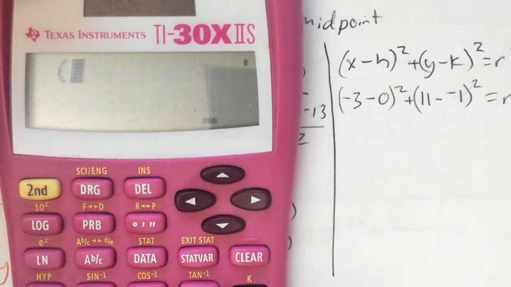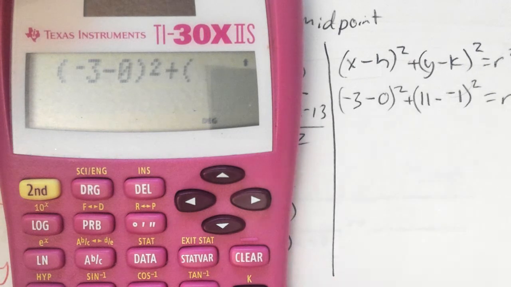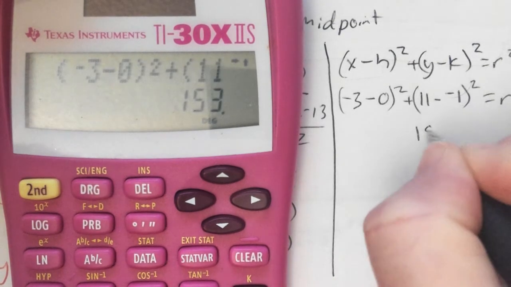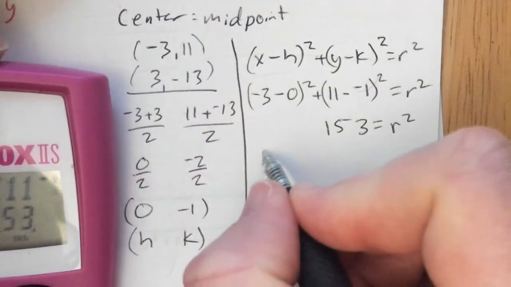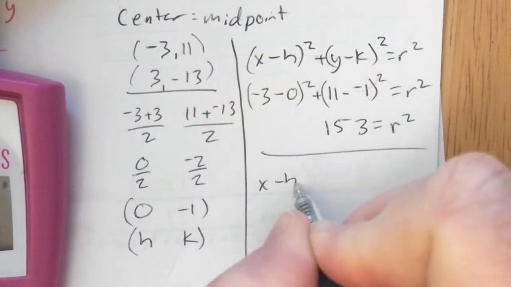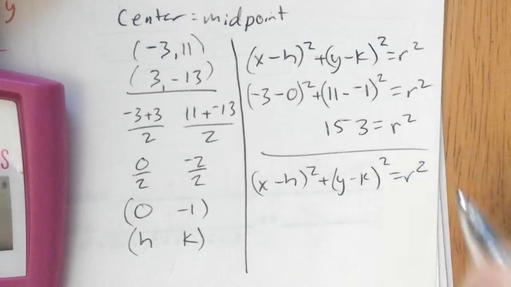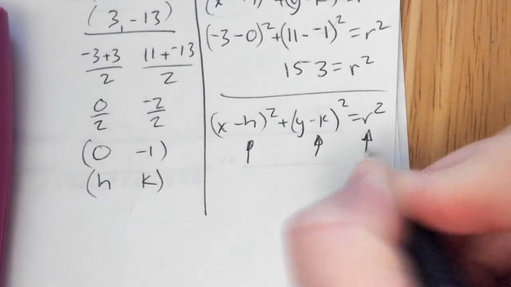So parentheses, negative 3 minus 0, close parentheses, squared, plus 11 minus a negative 1, that quantity squared, equals. So we get 153 is equal to r squared. And we can leave it just like that, because in a minute we're going to plug it back into the equation: x minus h squared plus y minus k squared equals r squared, where all we need to do is plug in our h, our k, and our r.